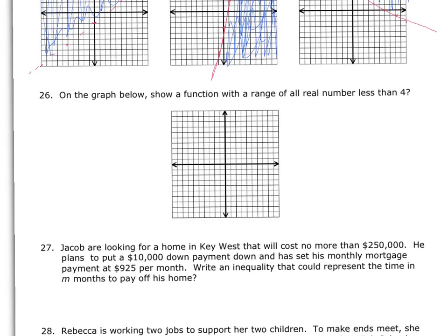Okay. Number 26. On the graph below, show a function with a range of all real numbers less than 4. Okay, so first thing is I see the word range, and I know that that means we're talking about values for y. And for y, that's going to be our up or down movement. All right, for range, up or down. And we're talking about all real numbers less than 4.